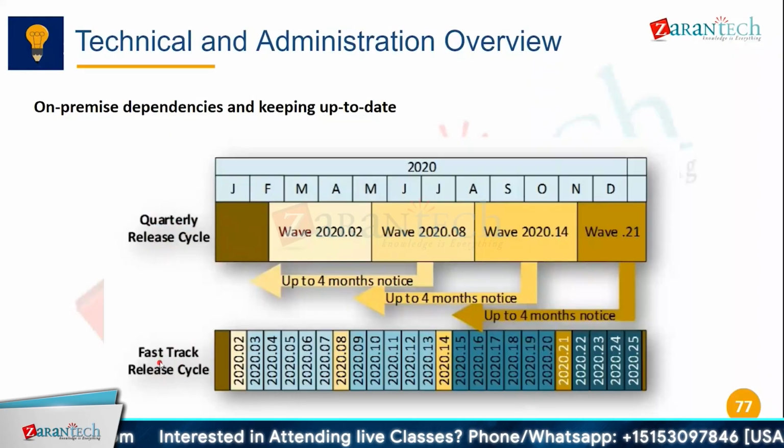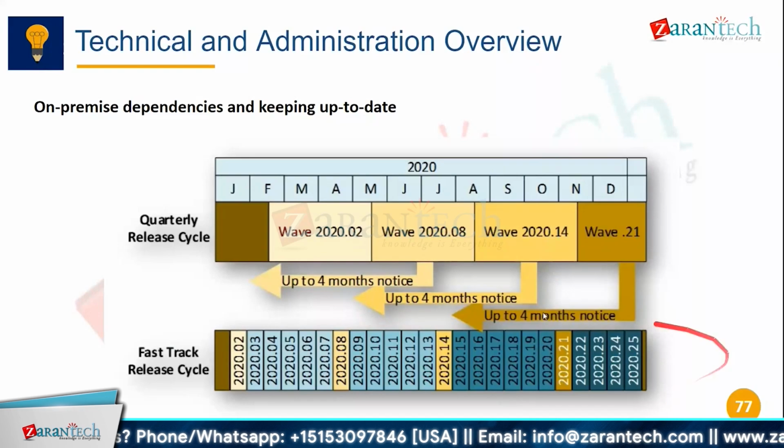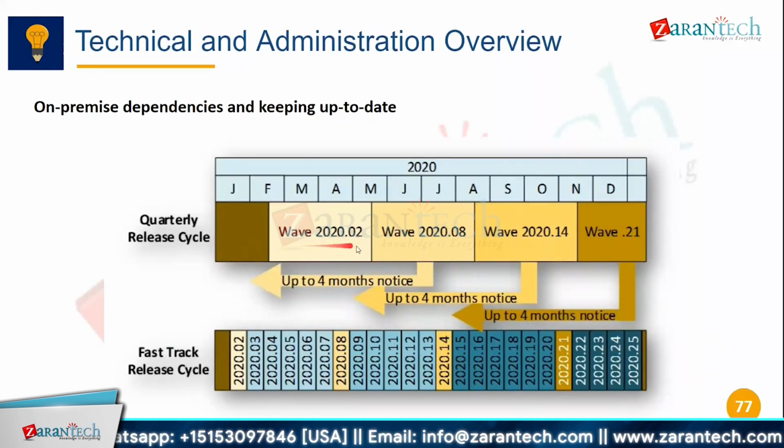Since SAC is cloud software, every 2 weeks there are new features. If you see here, this is 2020-02. Then we have a new wave every 2 weeks. Additionally, if you don't want this fast track release cycle, you can have it with 4 months. So the wave update happens with 4 months notice. So wave 2020-02, then 2020-08, then the next wave 16 or 14, then the next wave is 21.